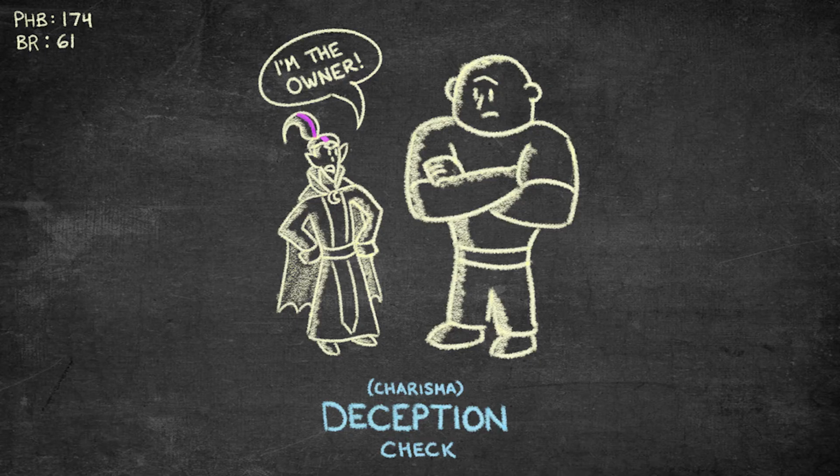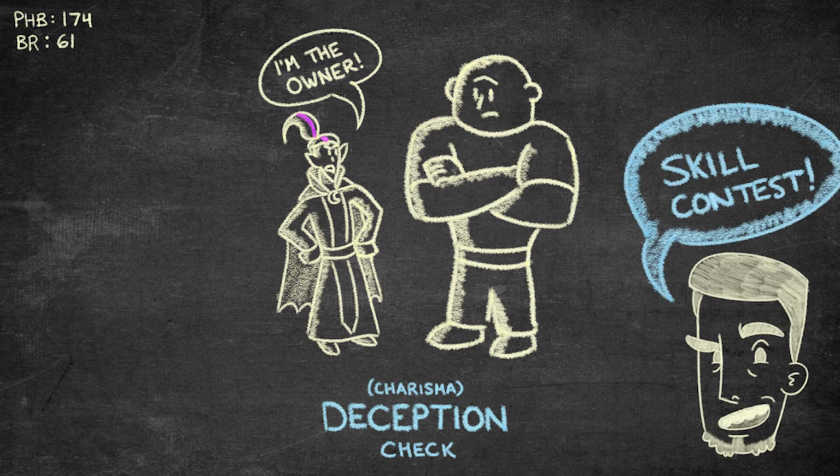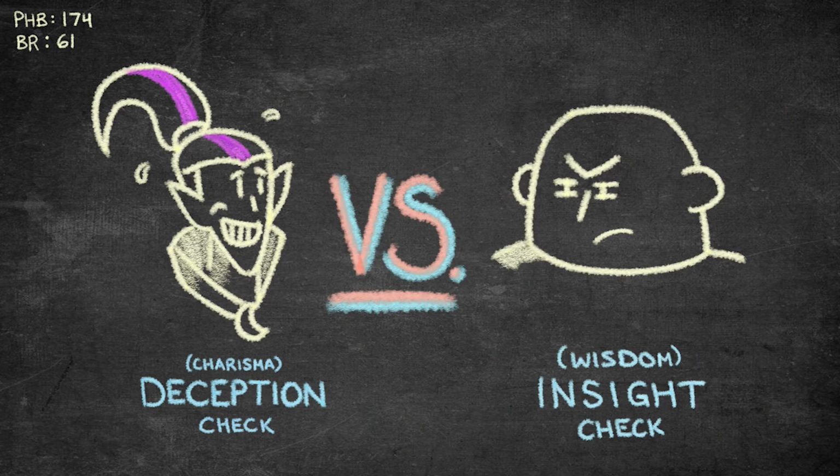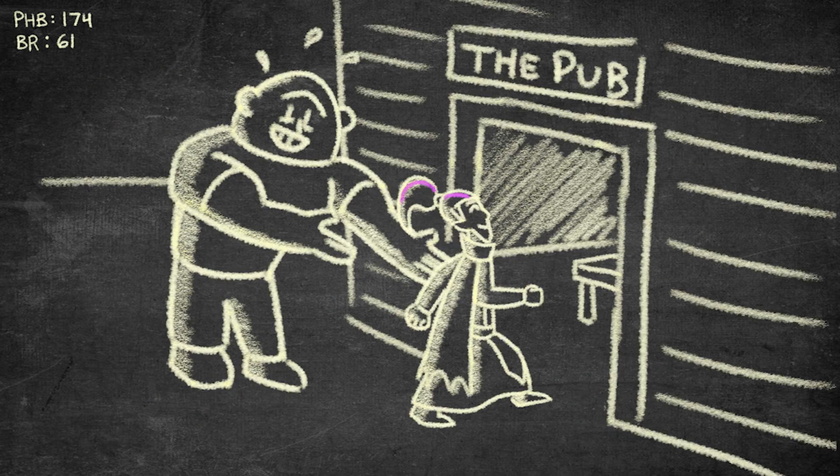So Mickey attempts to lie to the bouncer using a charisma deception check in order to get into the pub. The DM decides that this scenario calls for a skill contest, as the bouncer doesn't want Mickey to get into the pub. And so the DM rolls a wisdom insight check on behalf of the bouncer. This is a skill that is used to sense the motivations of others. If Mickey's deception check is higher than the bouncer's insight check, the DM may describe that the bouncer hurriedly steps aside and apologizes for the inconvenience, and allows Mickey into the pub.